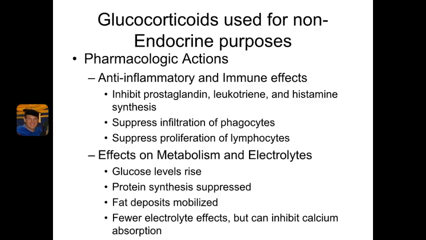In addition to the anti-inflammatory effects, we're also going to have effects on metabolism and electrolytes. Glucose levels are going to rise, protein synthesis is going to be suppressed, and fat deposits will be metabolized. And then there's going to be a lot of electrolyte effects. Patients will typically have higher sodium levels. It's one of the things that can happen. Because of the higher sodium levels, the patients can have fluid retention. Because of the fluid retention, they can have hypertension. So basically everything is high except for protein synthesis, which is low.